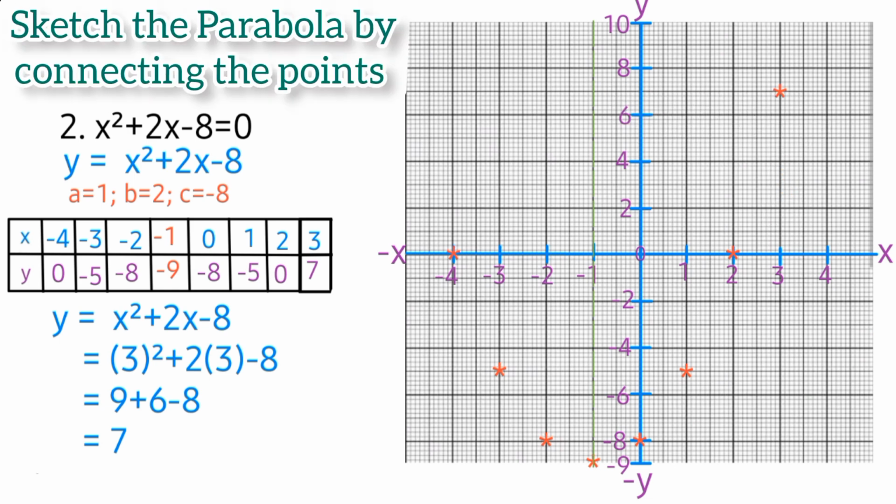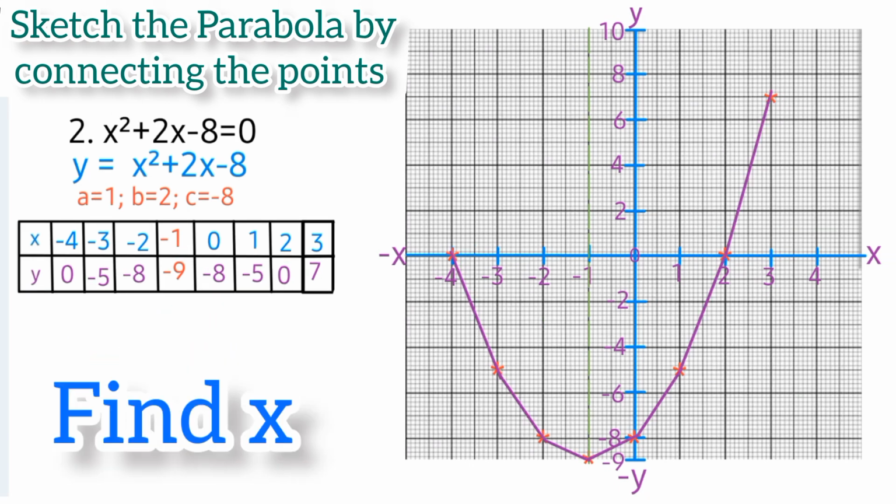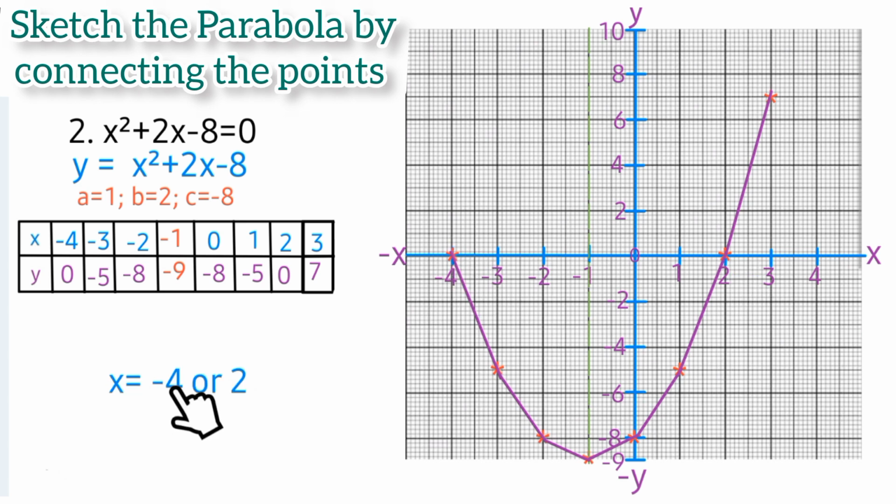Now let's get the parabola by connecting these points. So we'll connect these points. Now let's find the x values. These are the points where the parabola crosses the x-axis. We can see the parabola crosses the x-axis at points -4 and 2. The x values are either -4 or 2.